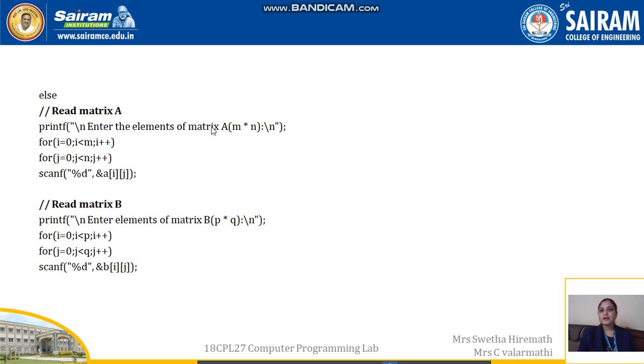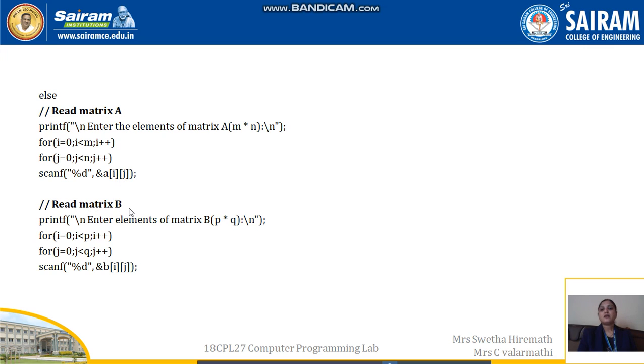Once we have checked for the error message, if we give valid orders like a 2 cross 2 matrix and a 2 cross 1 matrix, then we read matrix A first, with M and N, and read the values for that matrix. Those values are read with a for statement for the rows and a for statement for the columns, and we store them in ampersand A of I, J.